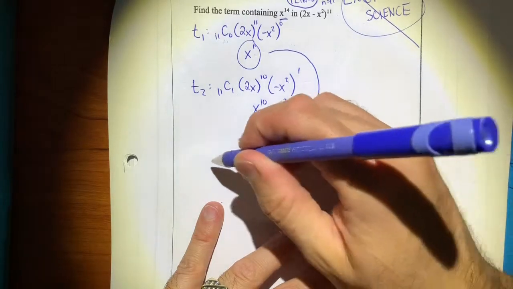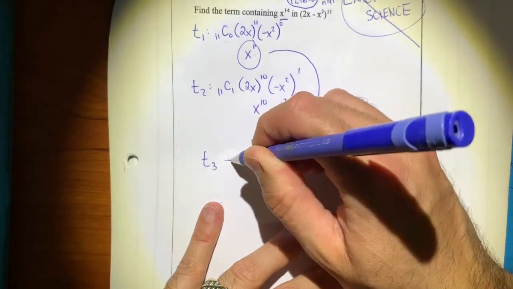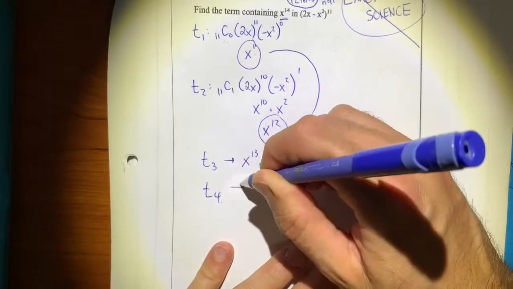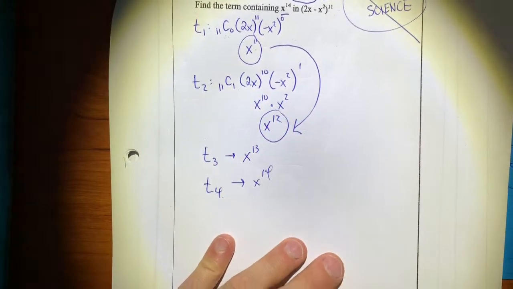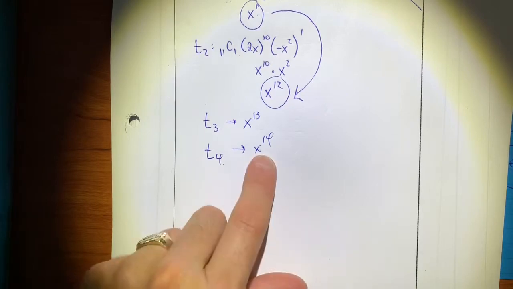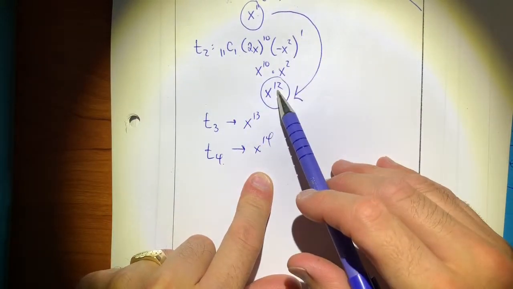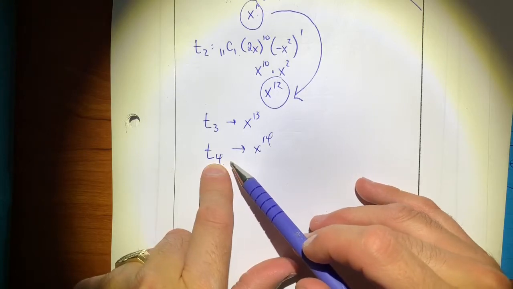So my prediction is my term 3 is going to have an x to the 13, and my term 4, ding, ding, ding, that's the one that's going to have an x to the 14. Now, that's educated guess and check, right? Like I noticed the pattern, and then I homed in and said it's probably term 4.